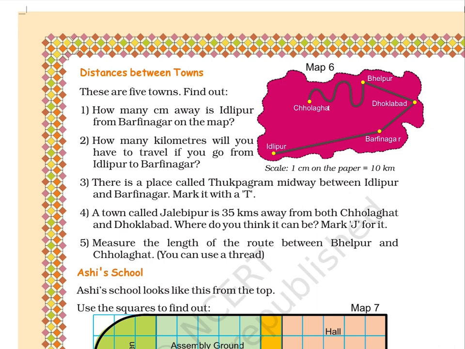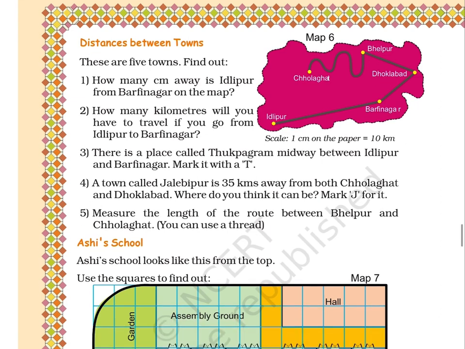4. A town called Jalebipur is 35 kilometers away from both Chola Ghat and Dhoklabad. Where do you think it can be? Mark J for it. 5. Measure the length of the route between Bhelpur and Chola Ghat. You can use a thread.